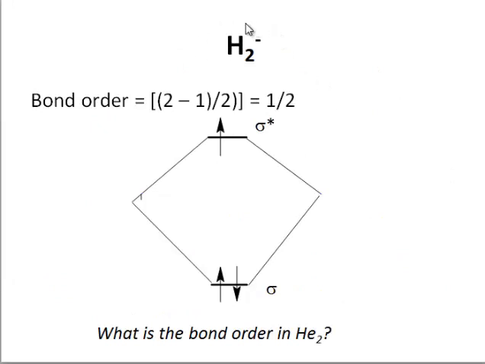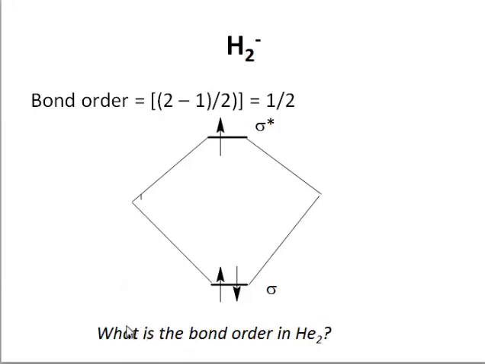It's possible in laboratories and in interstellar space to stick an electron to H2 and form H2 minus. We could understand this with the same sort of orbital diagram. It's got one more electron, 3 electrons. 2 go into the bonding orbital. 1 goes into the anti-bonding orbital. The bond order of H2 minus is 2 minus 1 over 2, or 1/2. So adding the electron to H2 reduces the bond order from 1 to 1/2 and weakens the bond.